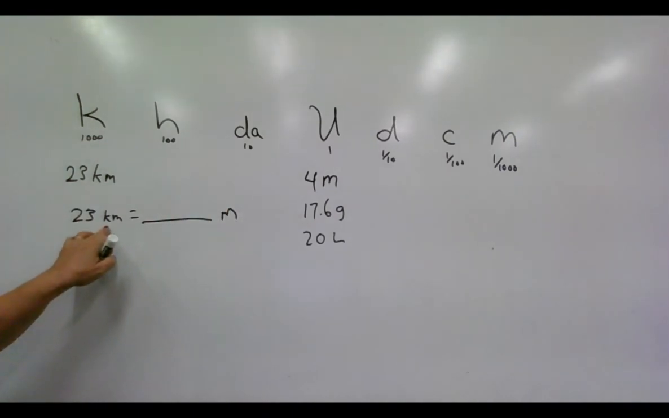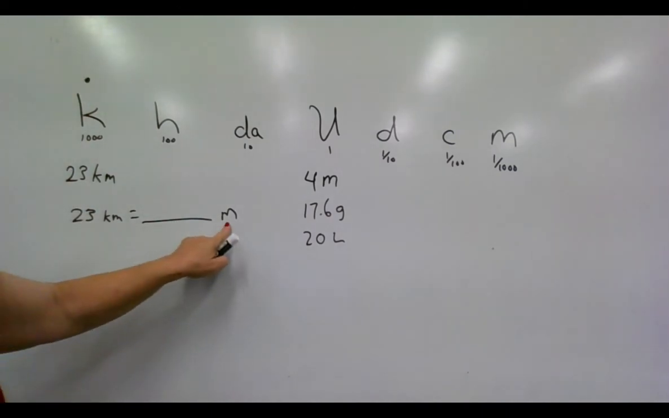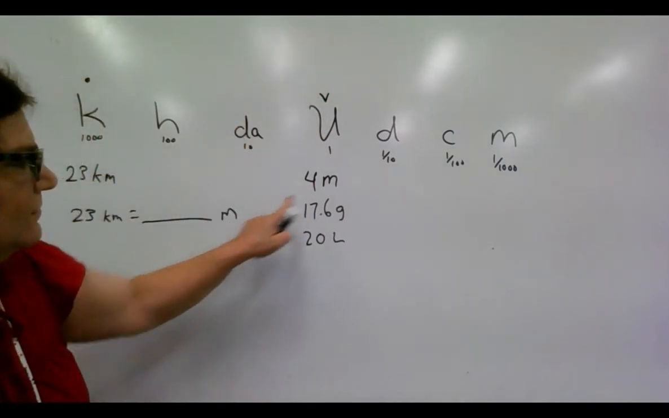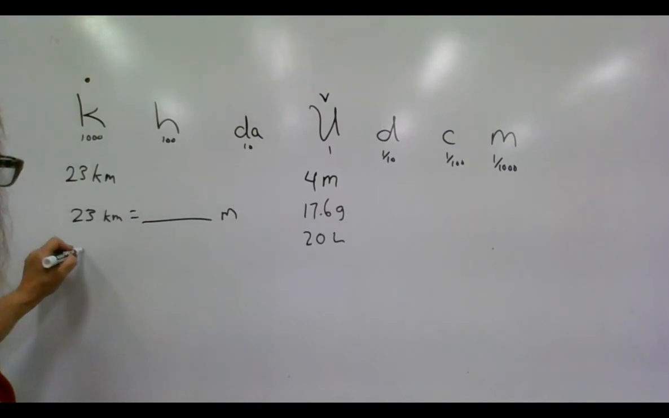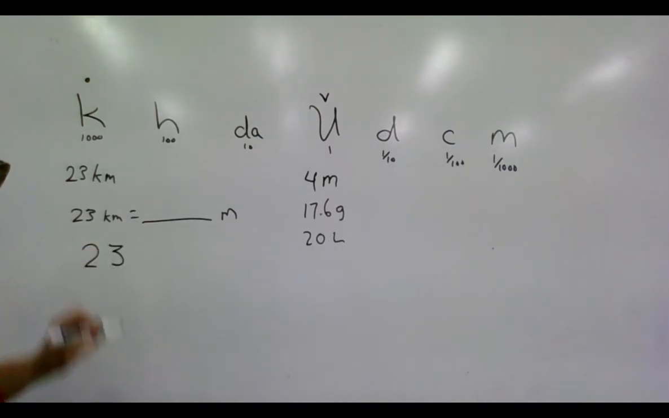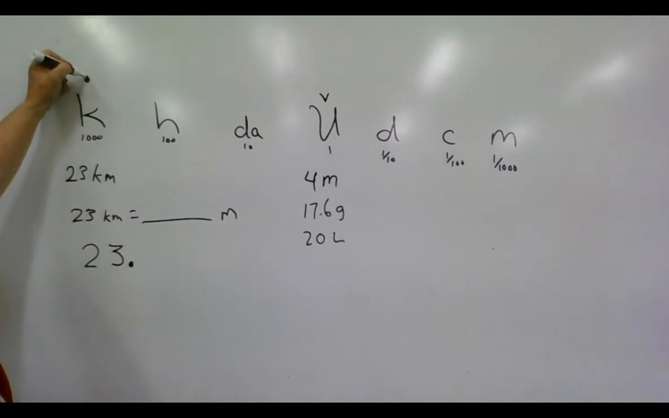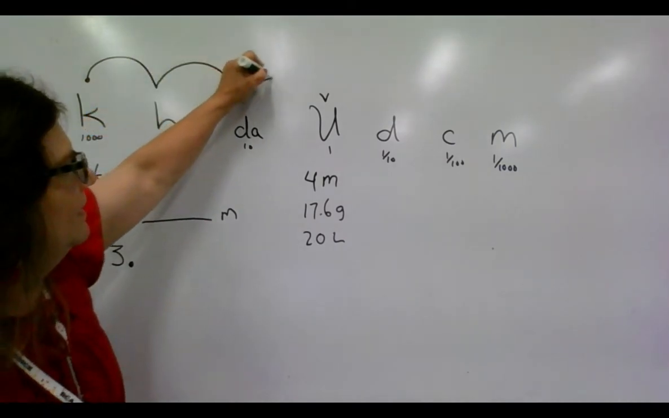So our starting point is at meters with the K prefix. Start right here, and we want to end at meters. So we want to end right here, meters with no prefix. And so I'm going to write the 23 here. It doesn't have a decimal point, so I'm going to just put the decimal point where it would naturally go. I'm going to start here, and I'm going to go to hecto, to deca, to meters.